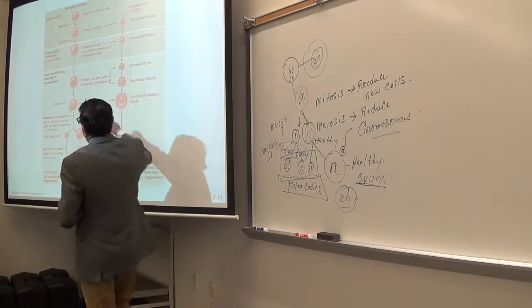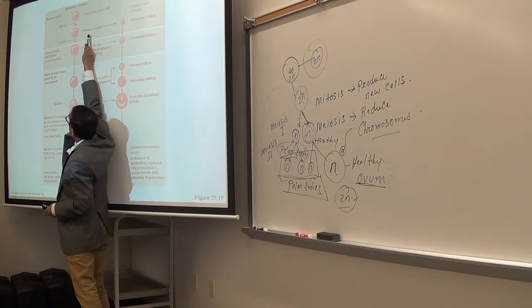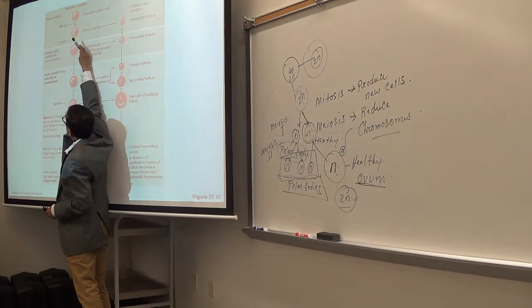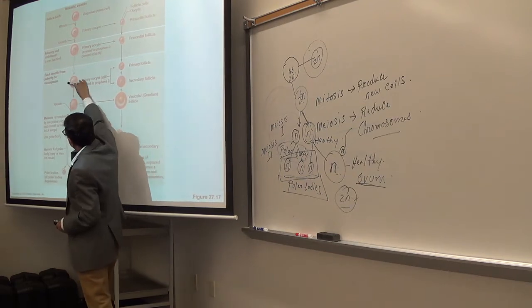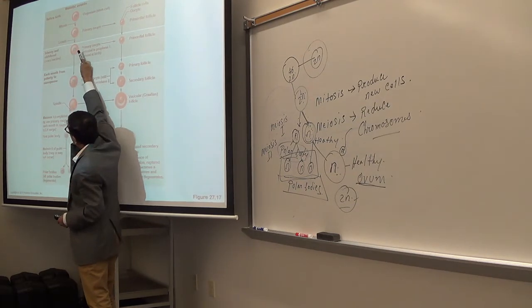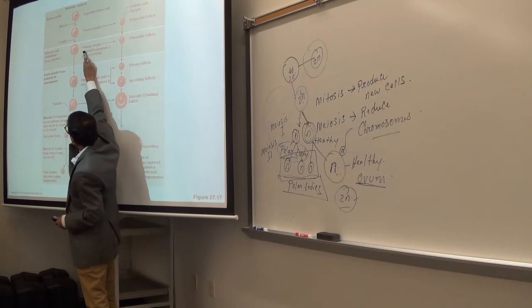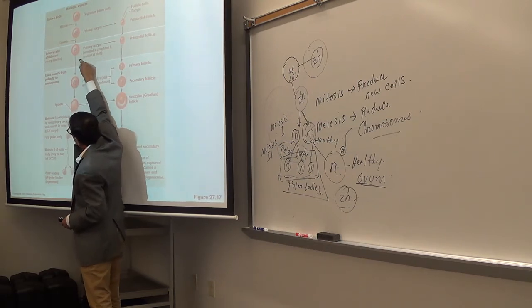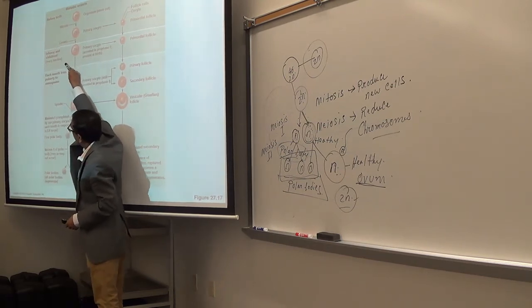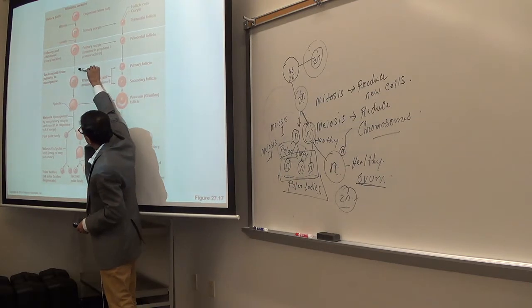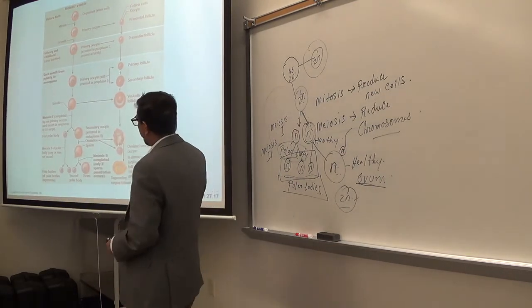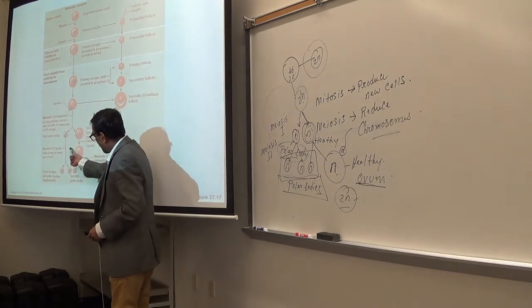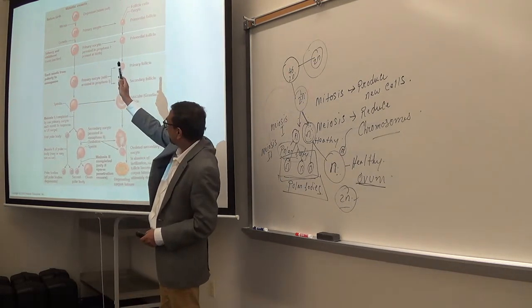So it starts before the birth of the baby girl. Then from birth until puberty, nothing happens. You see, nothing happens during infancy and childhood. Then at puberty, it starts again. So meiosis 1 and meiosis 2. So that is one important thing.